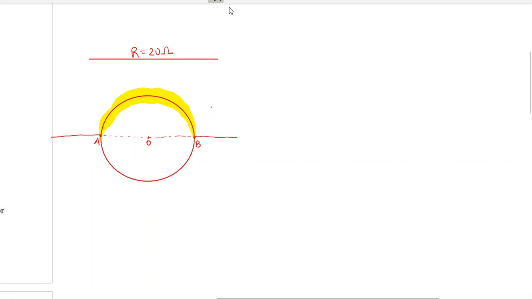The resistance of this part, since it is half the length of the actual wire, will be half the value of the resistance of the whole wire, which is 10 ohm. Similarly, the resistance of the bottom part will also be 10 ohm. So we can simplify this figure and draw it like this. Right?